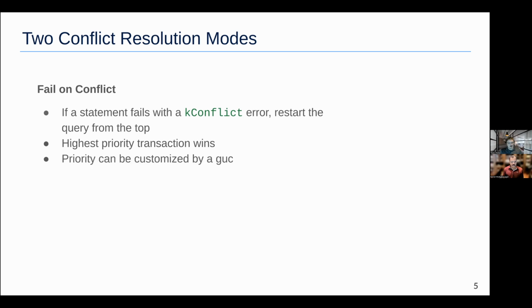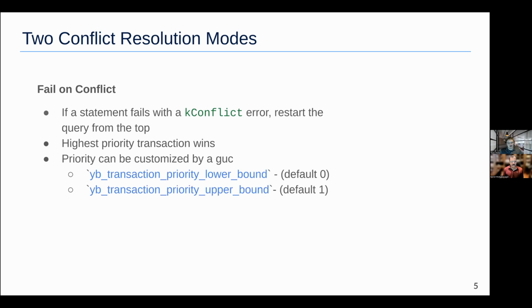So the priority can be customized by a GUC. We have two GUCs, the transaction priority upper and lower bound, that says, where is my range for this transaction? So your transaction will get a priority between 0 and 1. And then when it arrives at the T server, the one with the higher value wins. And in case people aren't familiar with the GUC terminology, maybe you should just clarify. Oh, yeah. So GUC is Grand Unified Configuration in Postgres.